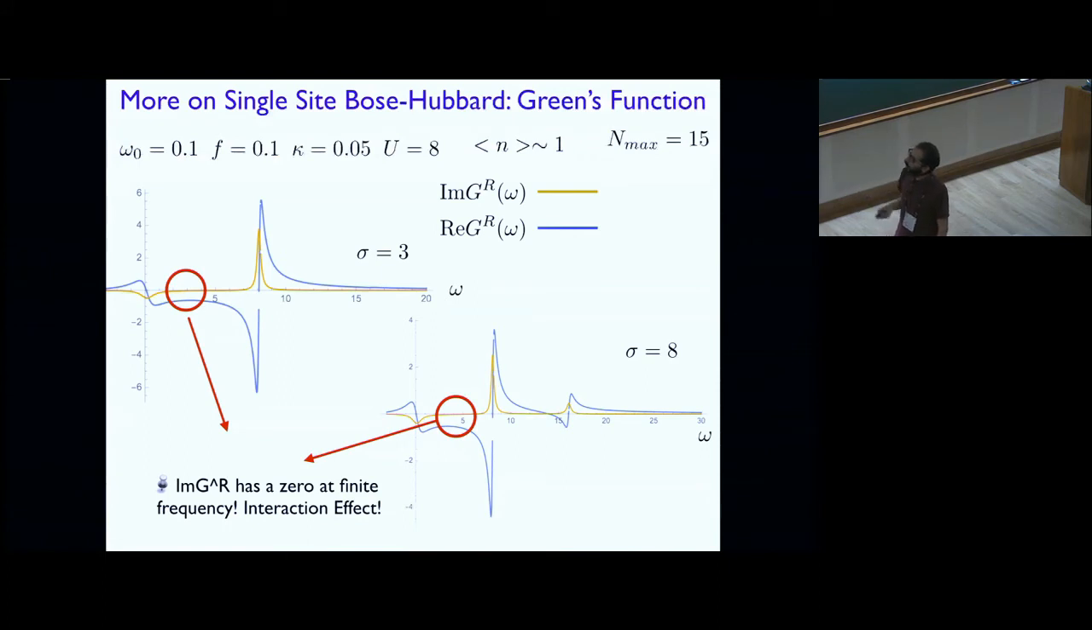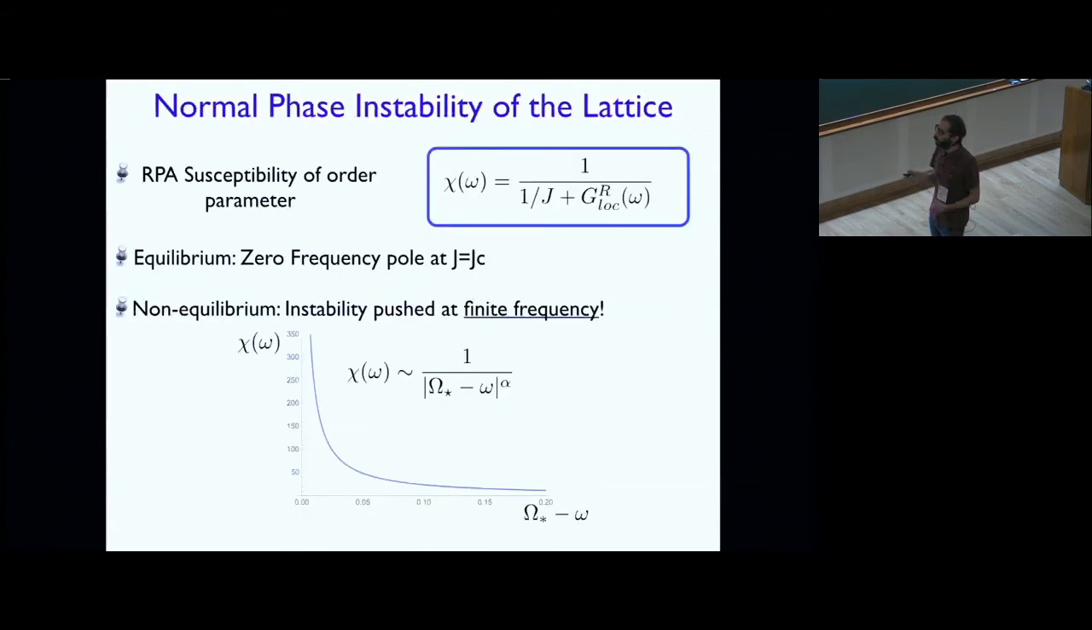And the reason is that this guy is nothing but the building block that you need in order to compute the susceptibility of your order parameters. So in order to compute how the system responds to a weak coherent drive at frequency omega, if you do this calculation, you realize that this susceptibility at the critical point has a pole which emerges not at zero frequency, as it would be in equilibrium, but at finite frequency, the frequency omega star, which is nothing but the frequency of the limit cycle oscillation.